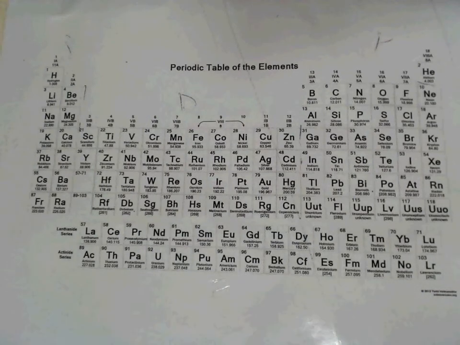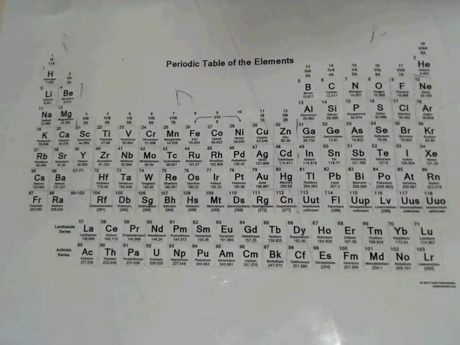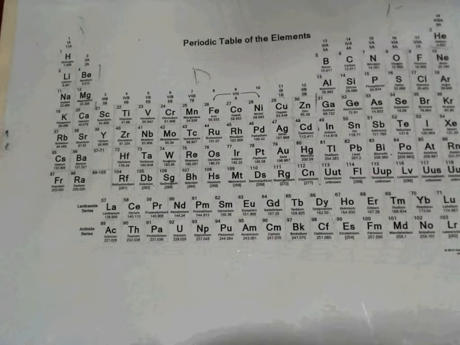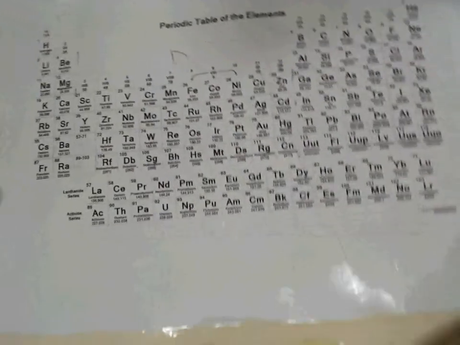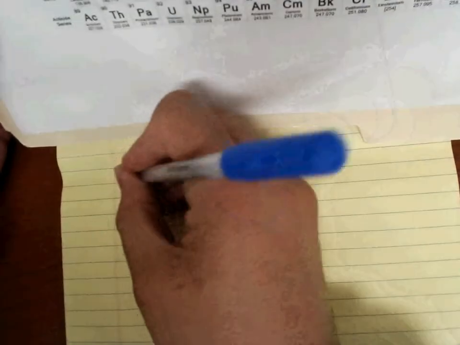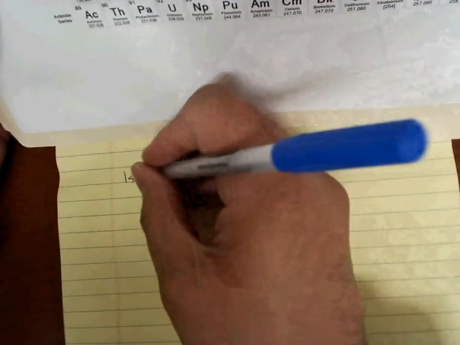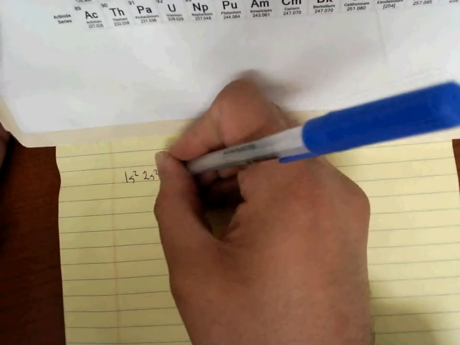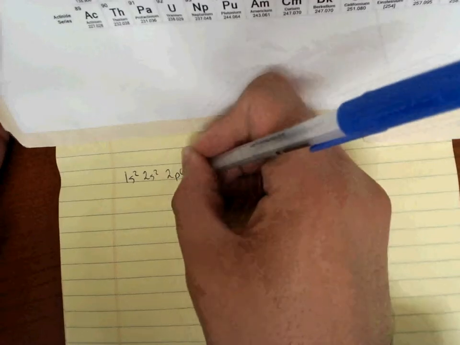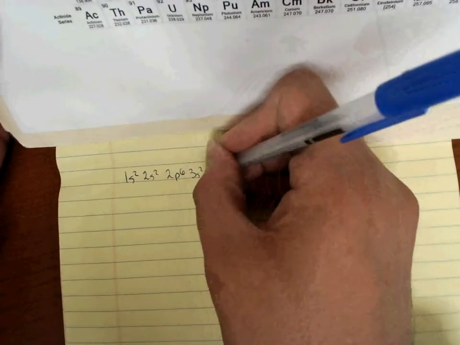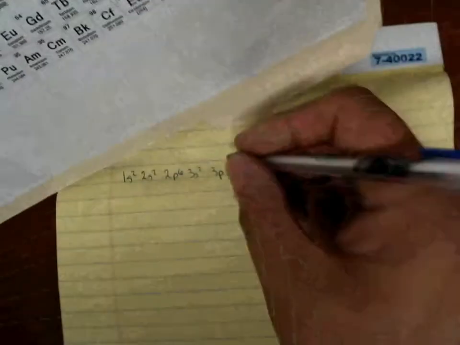So let me just write that down, I guess. Be a little bit easier. So I went from 1s2 to 2s2 to 2p6 to 3s2 to 3p1, 2, 3.